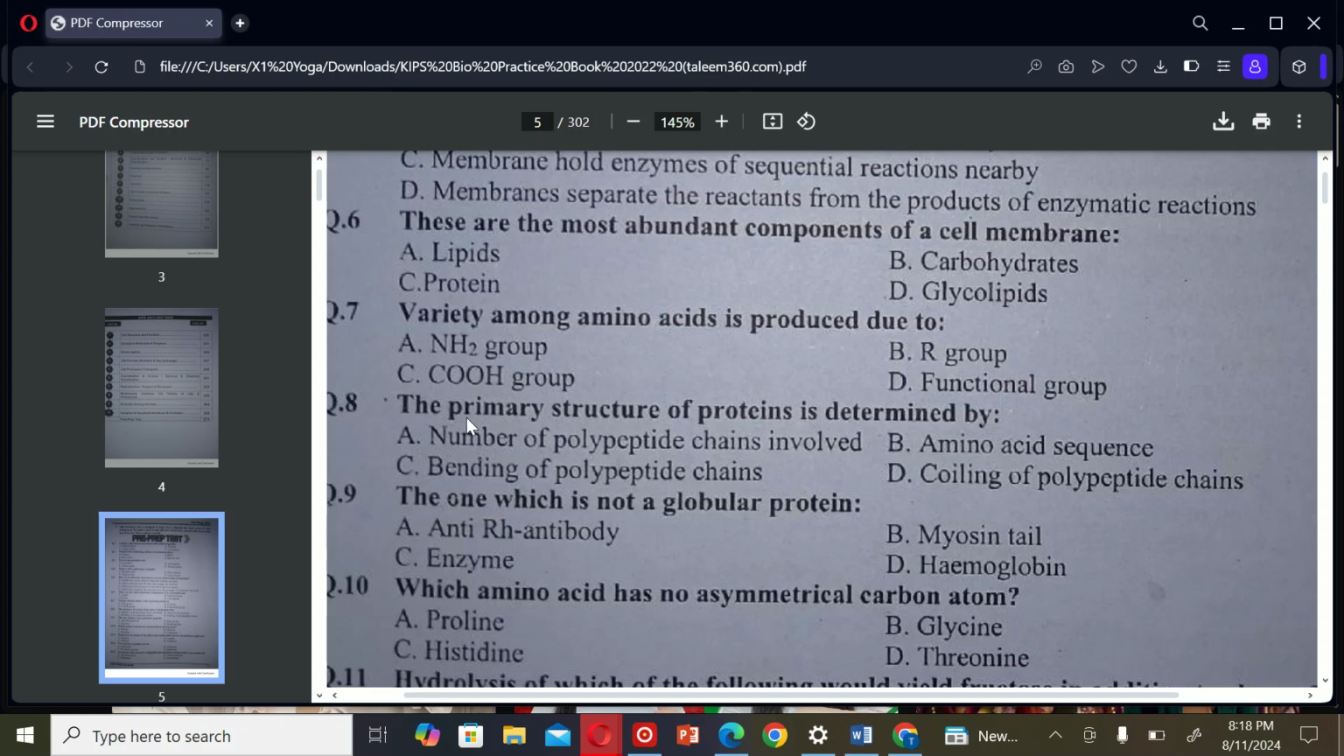R group. The next MCQ is: the primary structure of proteins is determined by A. Number of polypeptide chains involved, B. Amino acid sequence, C. Bending of polypeptide chains, and D. Coiling of polypeptide chains. The correct option is B. Amino acid sequence. The next MCQ is: the one which is not a globular protein. A. Anti-Rh antibody, B. Myosin tail, C. Enzymes, and D. Hemoglobin. The correct option is B. Myosin tail.